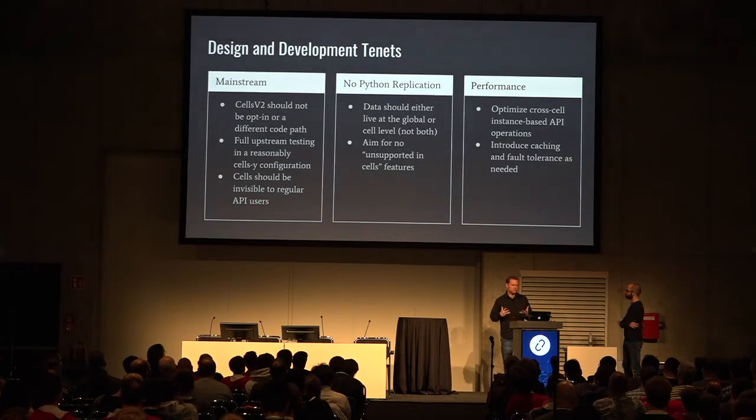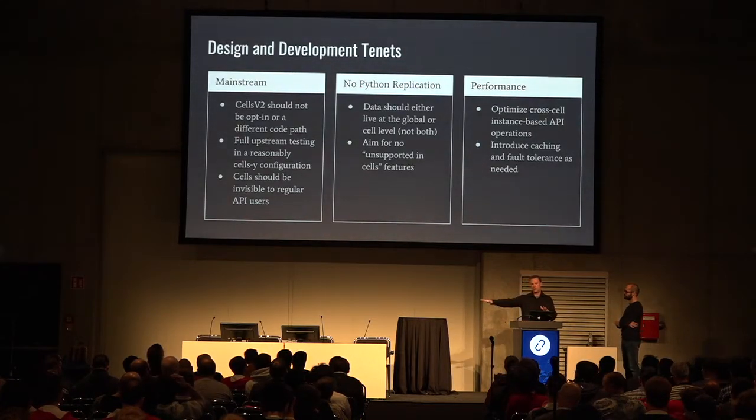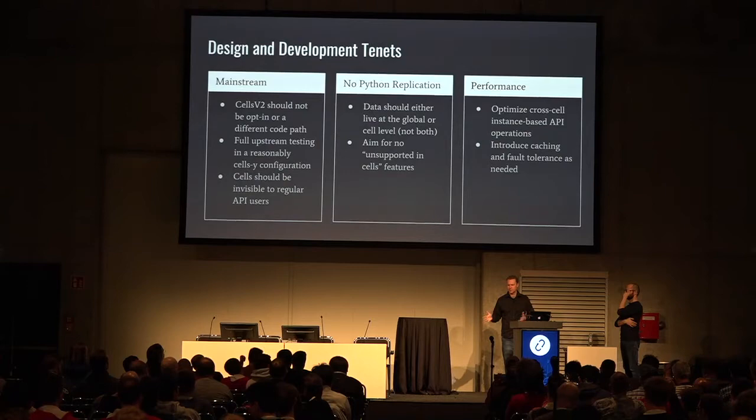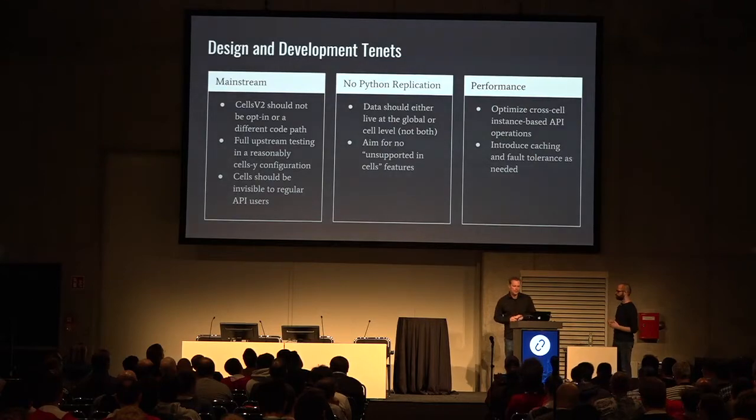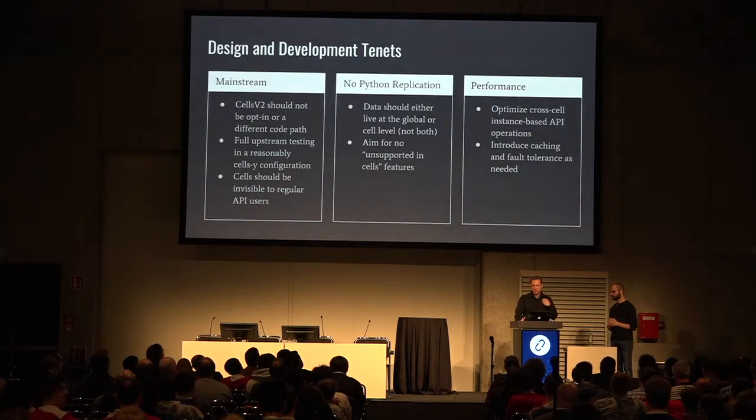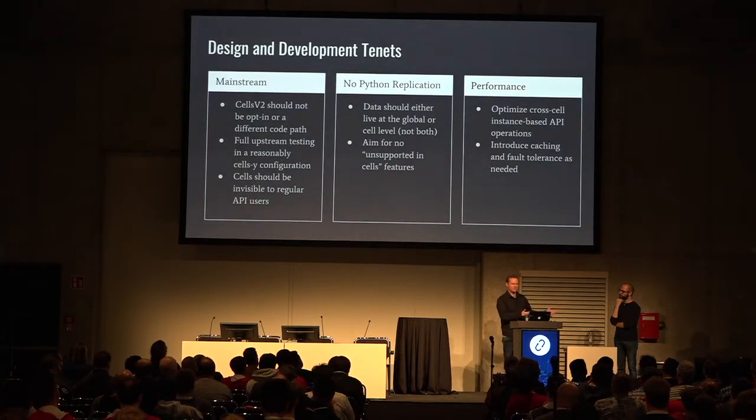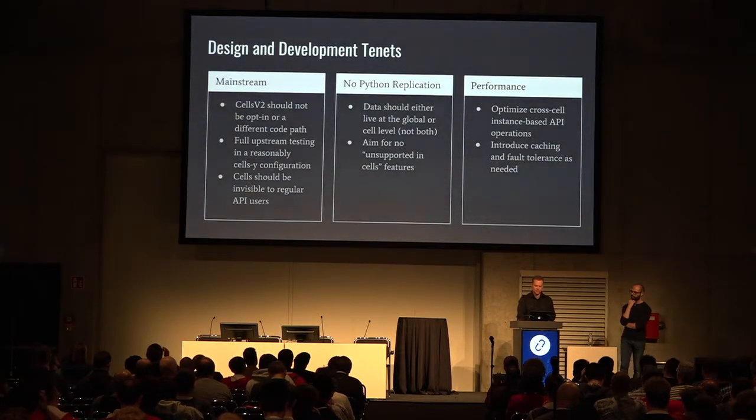Obviously, the point here is for performance to scale Nova, so we wanted to optimize this cross-cell type of behavior. Specifically, instance operations were the most important ones because that's what users are doing, and that needed to remain efficient. And we said that we would introduce caching and fault tolerance and additional things on top of that to solve hotspots and performance issues when we got there. Try to not pre-optimize, but let people deploy it in their environment and find what the issues were, and we would take care of it when we got to that point.